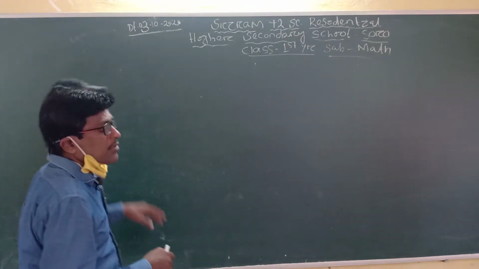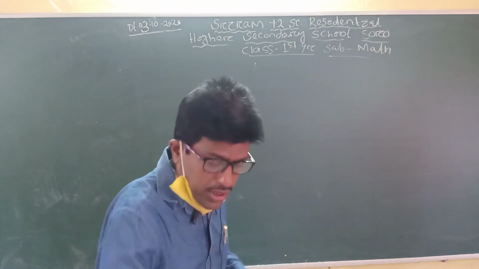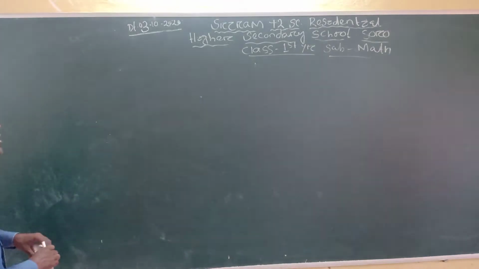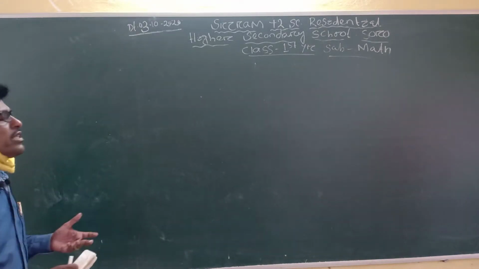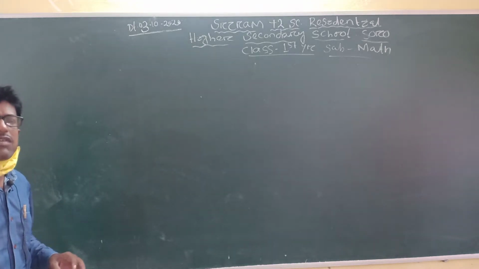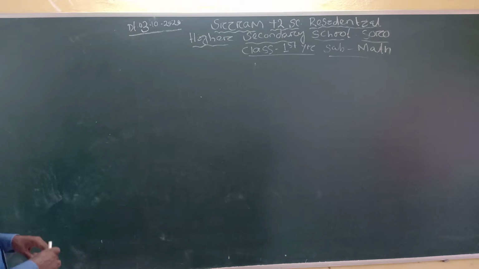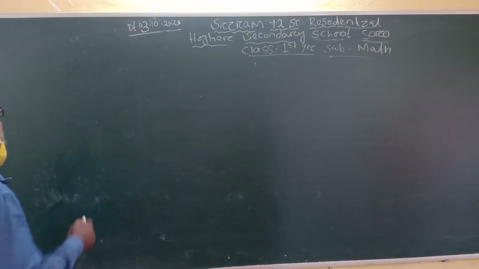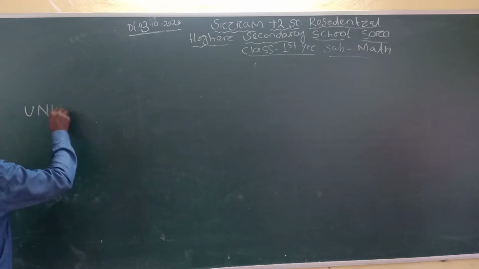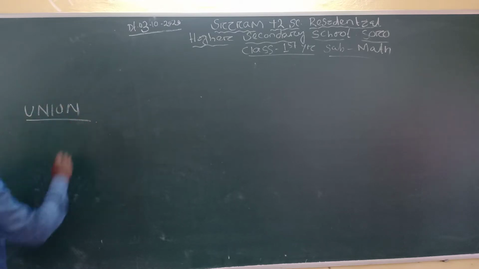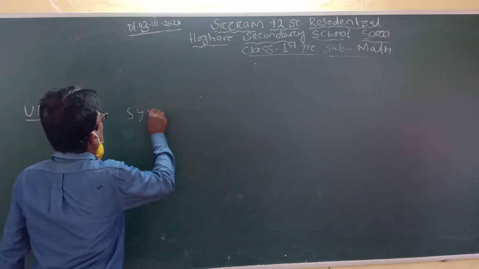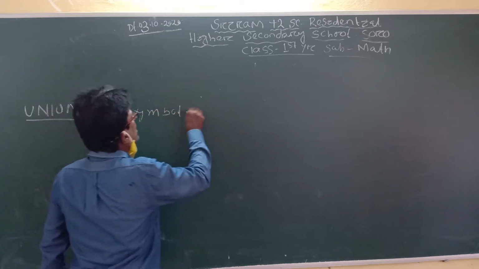Another operation you have already faced, but at this time, especially in your plus 2 level, you have faced only union, intersection, difference and symmetric difference. Okay, starting from union. The symbol for union, you know the symbol. In your high school level the symbol is U.